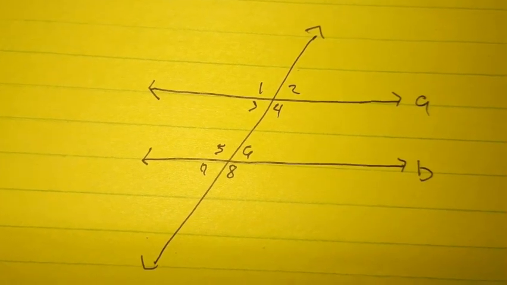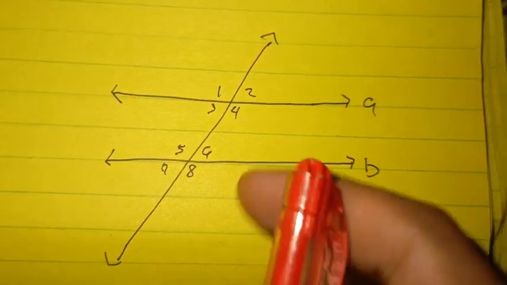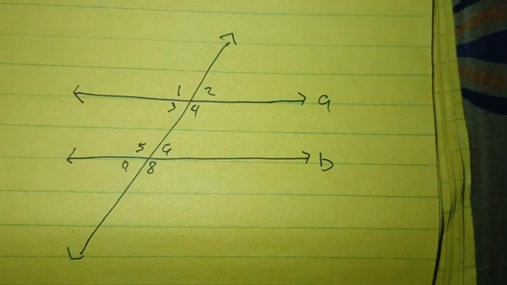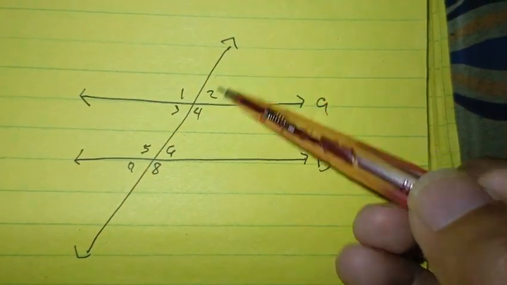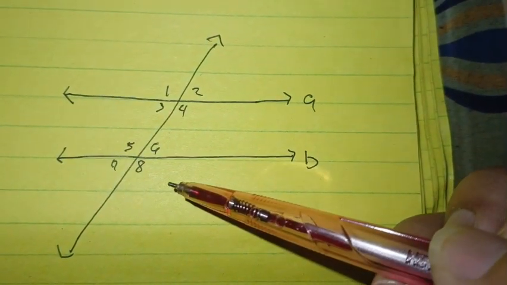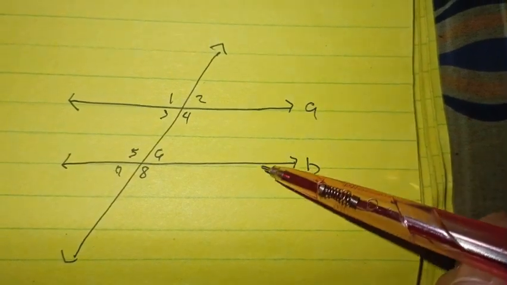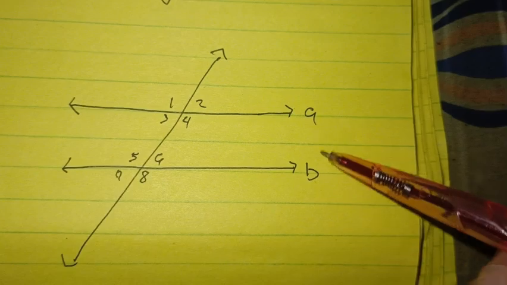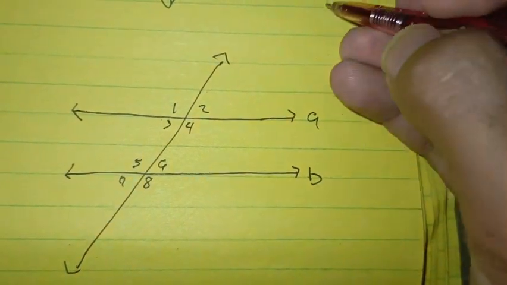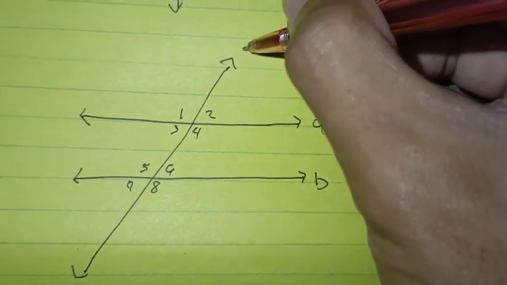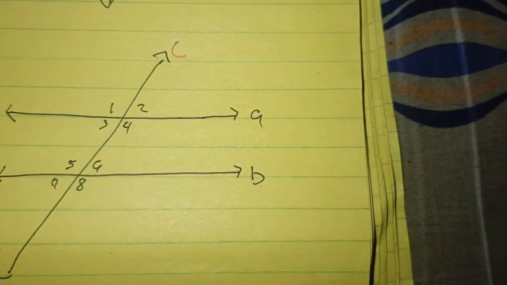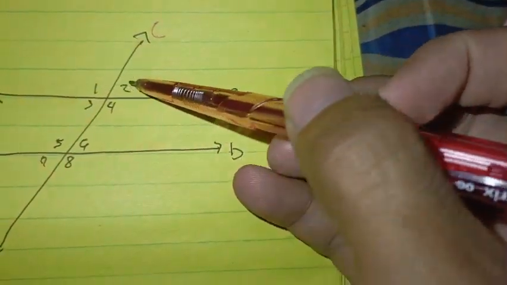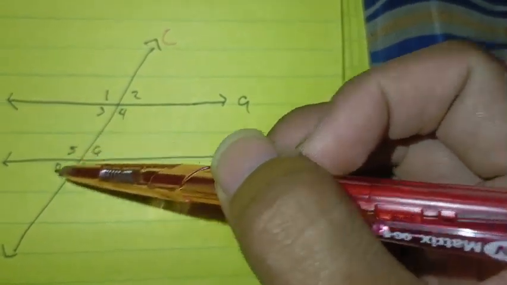Number 3 is when you have a third line that intersects two parallel lines. That third line is the transversal. So let's say this is line A and B. If A is parallel to B, then C is going to be the transversal. We'll call it C. We'll call these angles 1, 2, 3, 4, 5, 6, 7, 8.